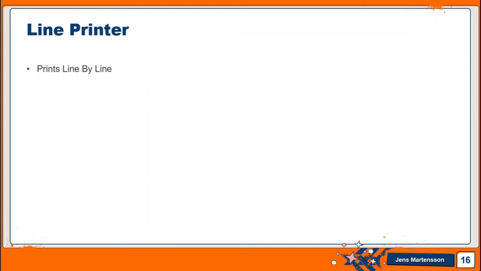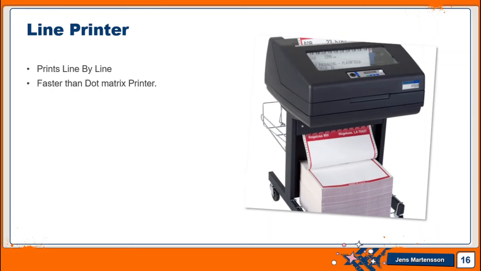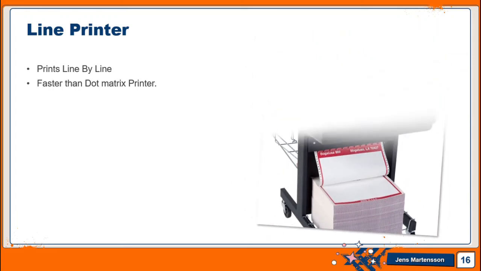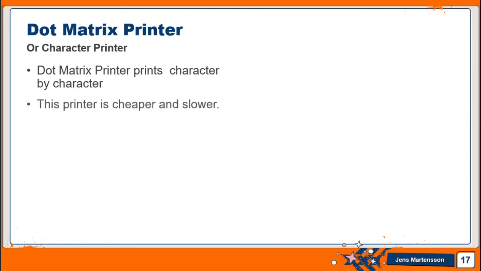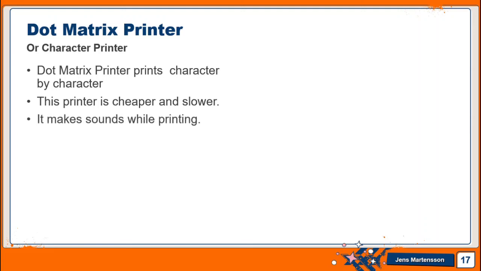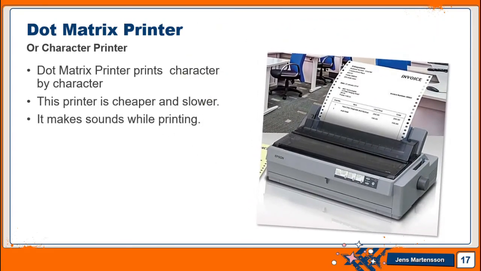Line printers. It prints line by line. It is faster than dot matrix printers. This is the photo of a dot matrix printer. Dot matrix printer or character printer. This printer prints character by character. This printer is cheaper and slower. It makes sounds while printing. This is the photo of a dot matrix printer. You might have seen this used by bankers for printing checks.